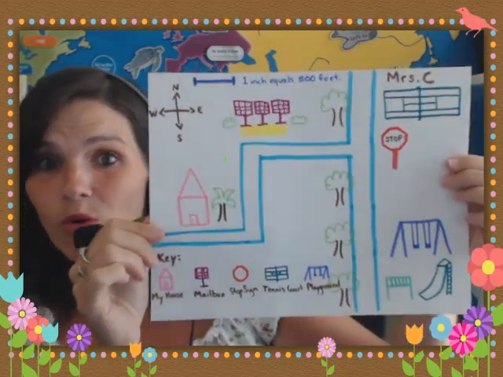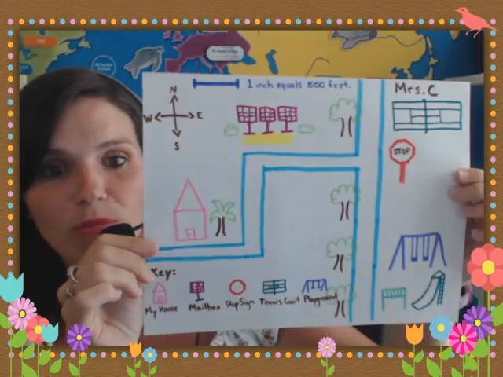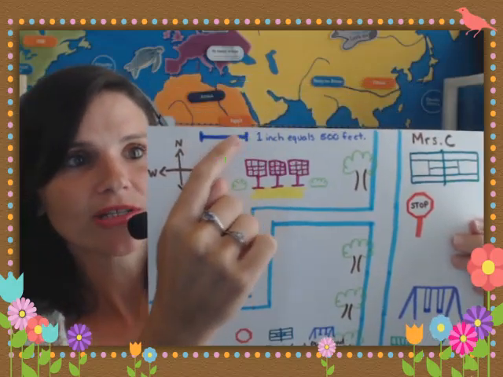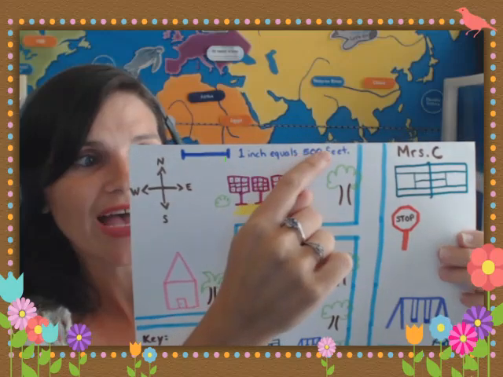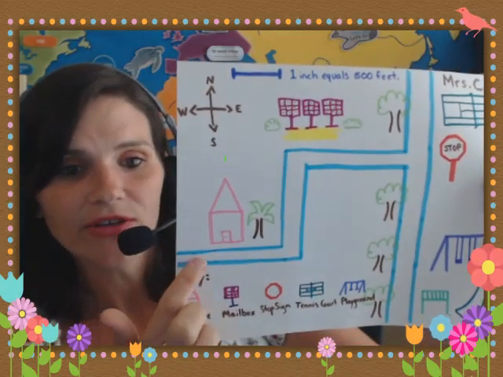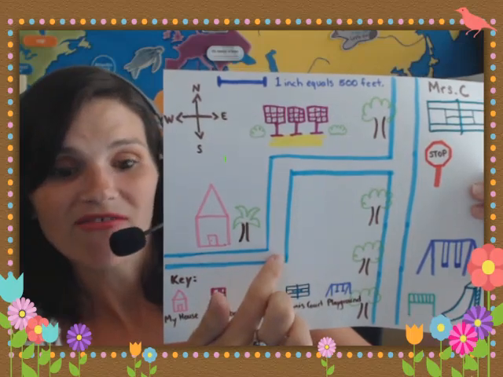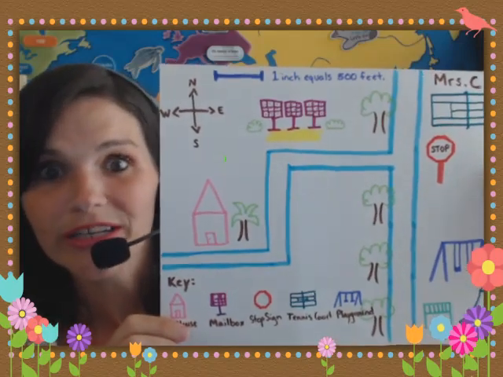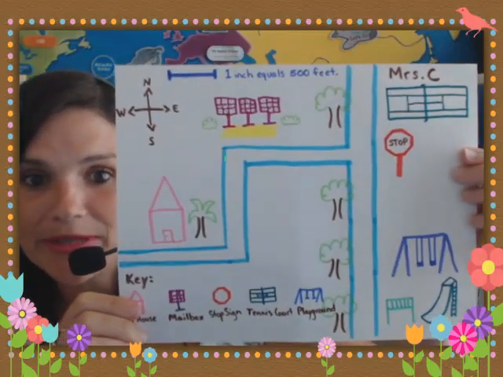Up here, I also added a scale. So this map is, of course, not the size of my neighborhood in real life, right? It's much, much smaller. So what I did is I measured a little inch with a ruler, and I said 1 inch equals 500 feet. That means every time you walk on this path on this map, 1 inch, you're going about 500 feet in real life. That's how much it would really measure. So you can add a scale to your map as well.